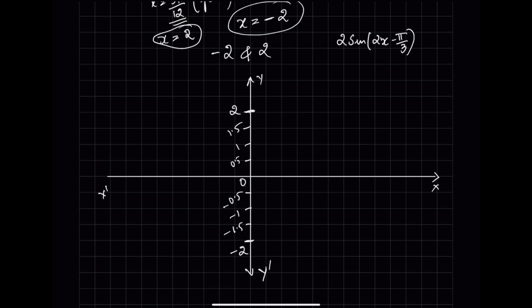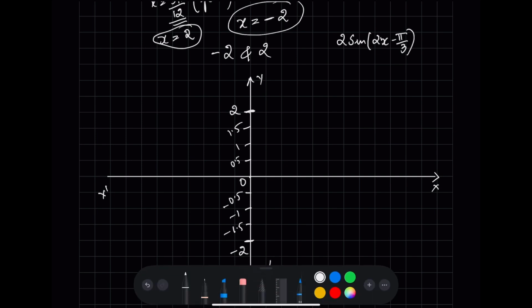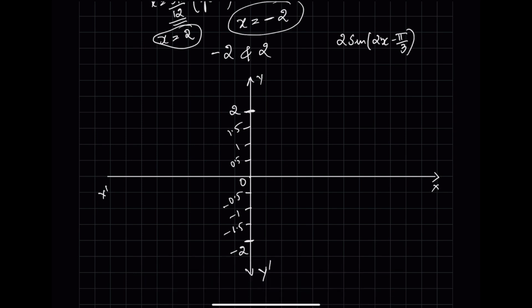So let's start from 0. What happens at 0? Let's check that out. If we apply 0 to this function, we would have 2 times sine of −π/3, which is −2 times √3/2. So it is −√3, which is −1.732, or −1.73 for approximation. So it will be somewhere here. So our graph starts here.